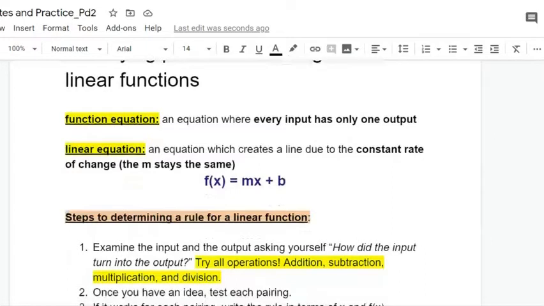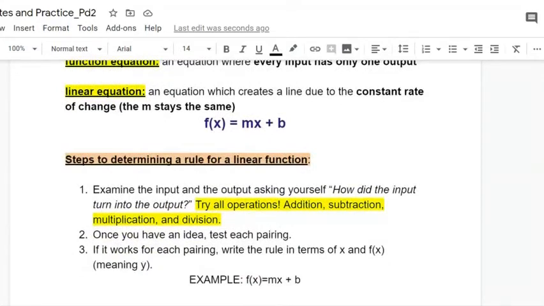So we examine the input and the output by asking, how did the output turn into the input? Excuse me, I said that backwards. How did the input turn into the output? I apologize. And you can try all operations, addition, subtraction, multiplication, division. I'm focusing on addition, subtraction, multiplication because division's actually been really hard for us to write in the computer, so I'm not going to really stress it at this time.